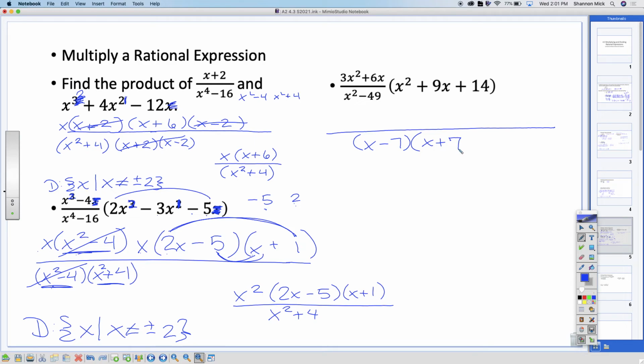Evidently. Okay, 3x squared plus 6x. 3x. So I get x plus 2. Okay, factors of 14 that add to 9.